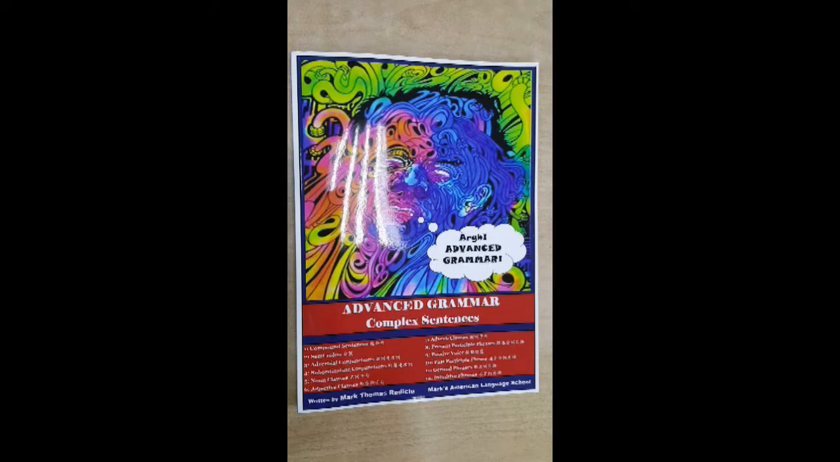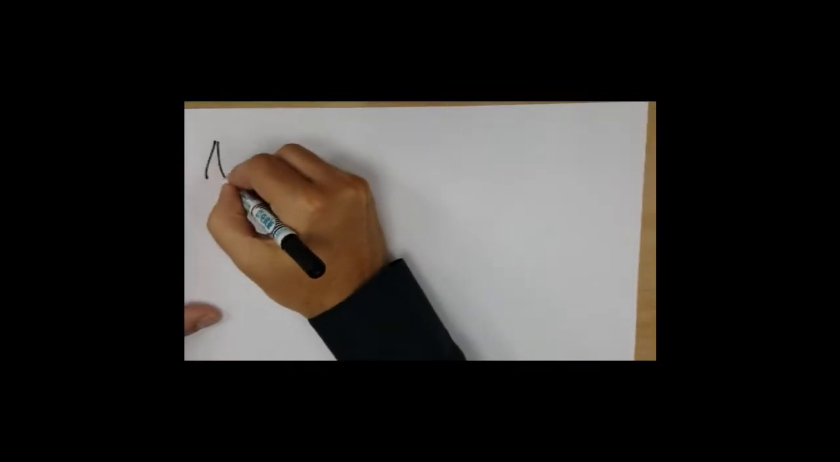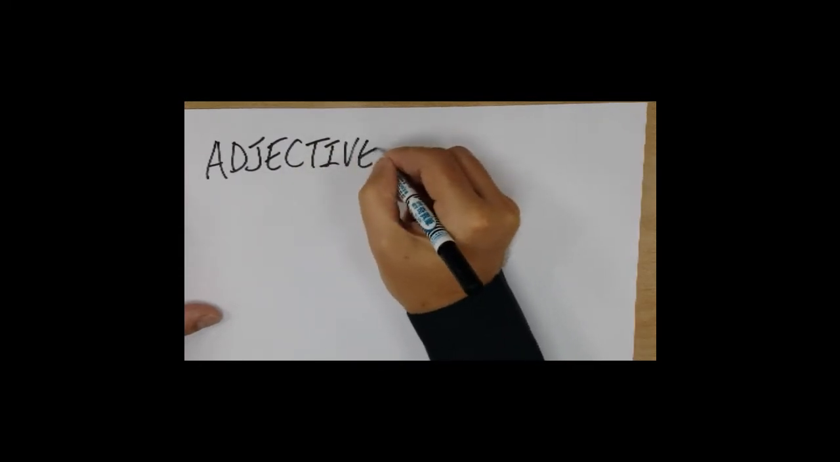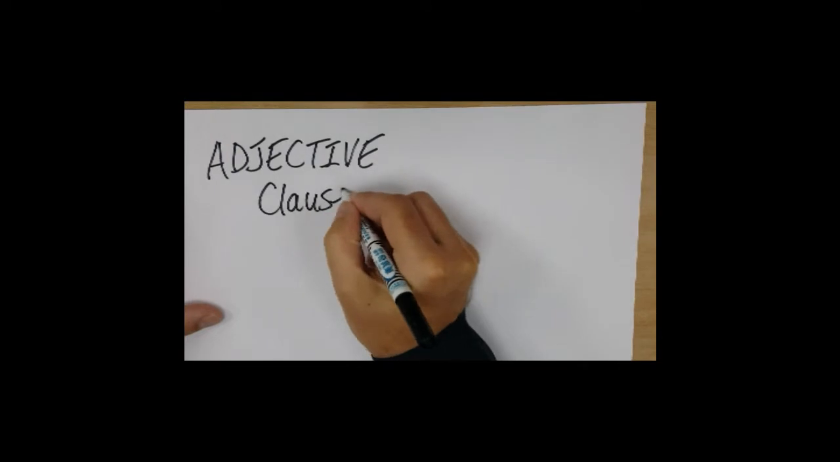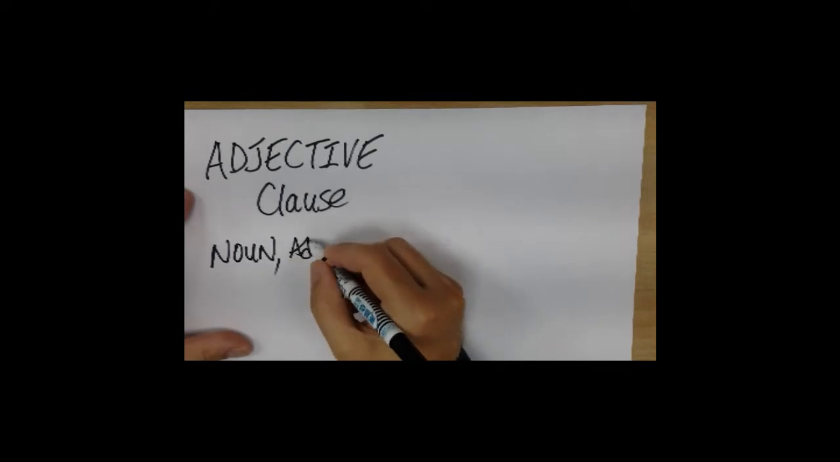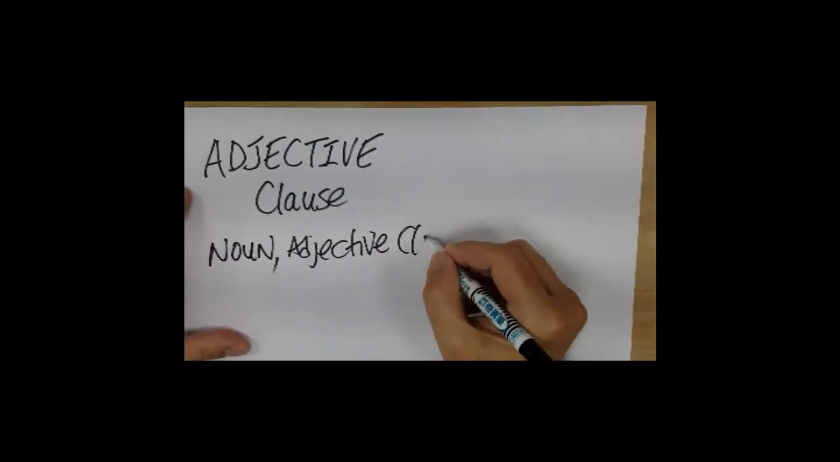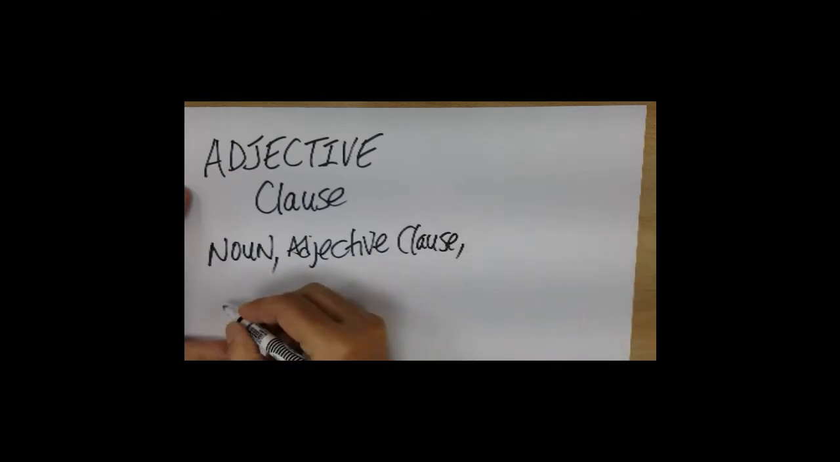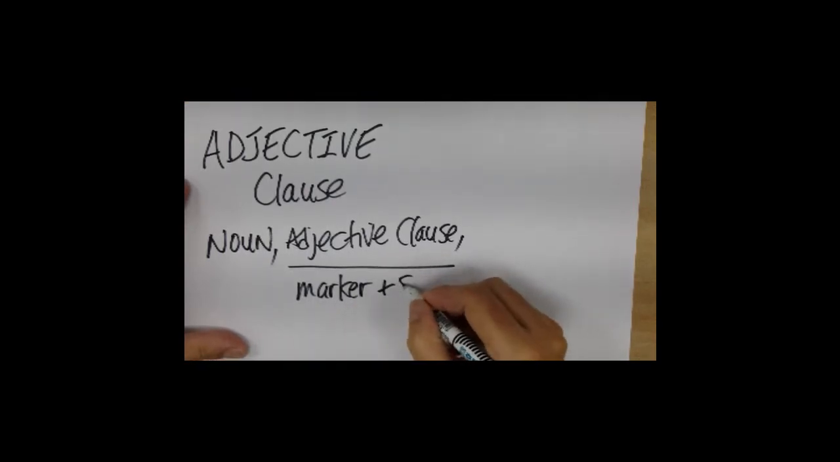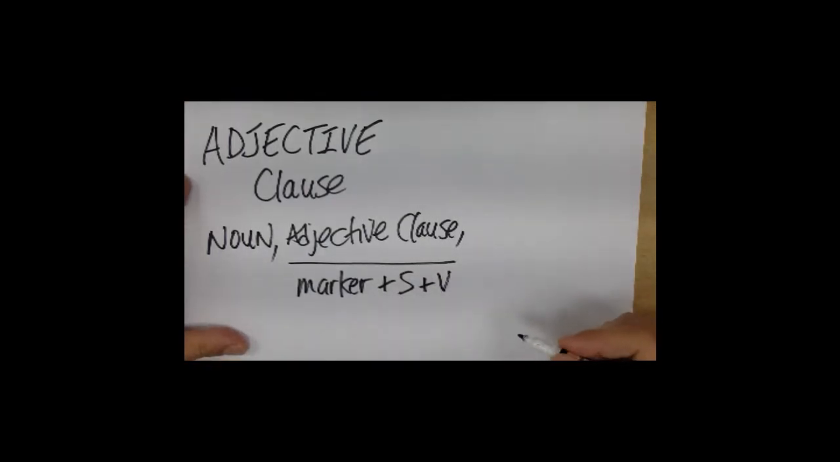All right, students, take out your advanced grammar book. We are going to do adjective clauses, chapter 6. Okay, let's remember what an adjective clause is. This is very important when you write English. We have a noun, comma, adjective clause, comma. The adjective clause is a marker plus a subject plus a verb. It's very easy.